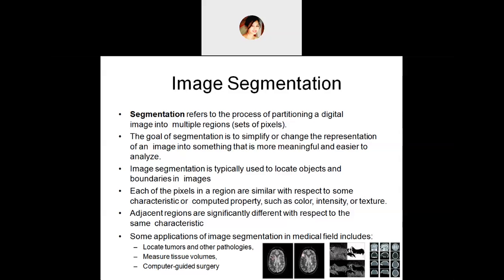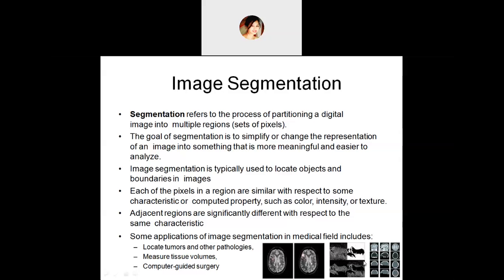Adjacent regions are significantly different with respect to the same characteristic. In image segmentation, we have a wide range of fields. There is a large range of fields in which image segmentation is being applied. For example, we have locating tumors and other pathologies. They are taking the picture of two tumors and applying image segmentation in order to extract some particular properties.